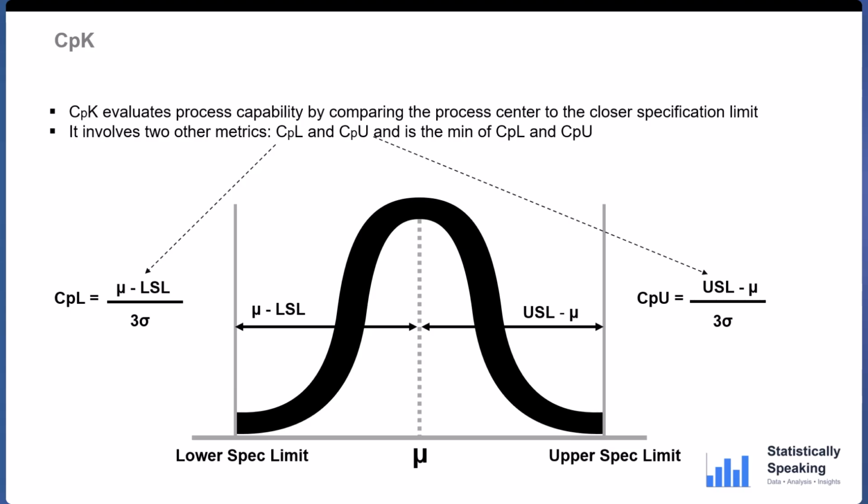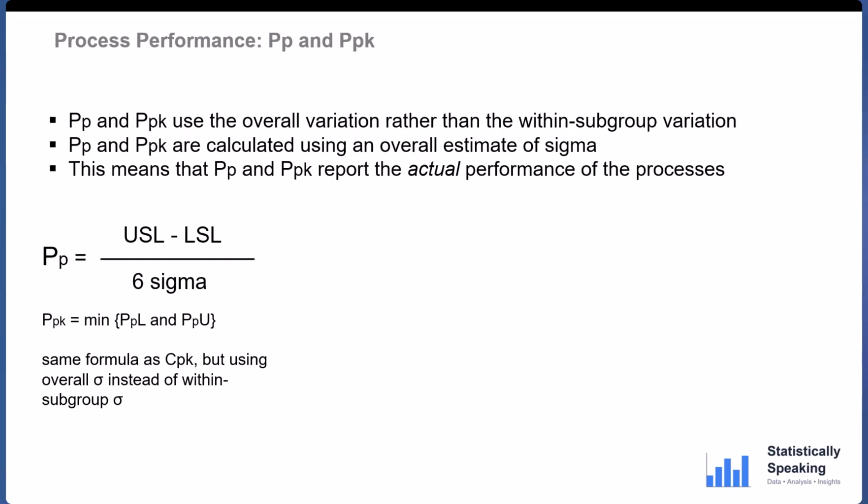Now let's move on to process performance, PP and PPK. As I mentioned here, PP and PPK use the entire data set, all data points, to arrive at the overall variation. And that's why PP and PPK are often called the actual performance indices, right? Why is that? Because they capture everything that happened in the data.